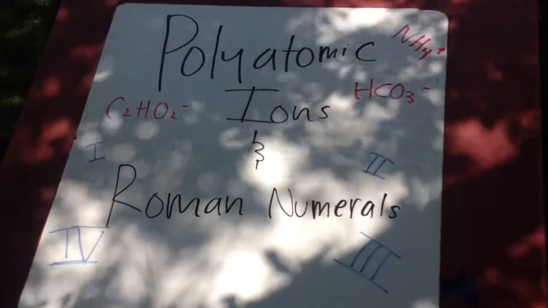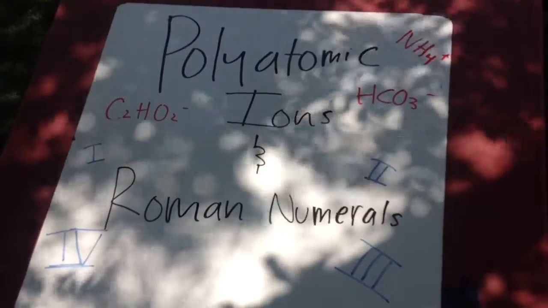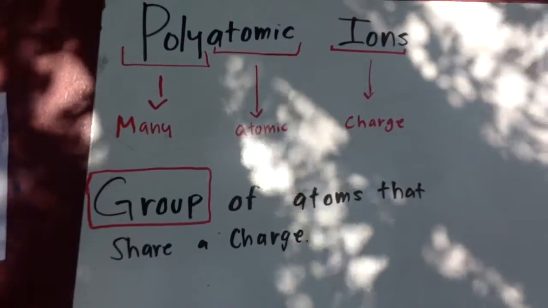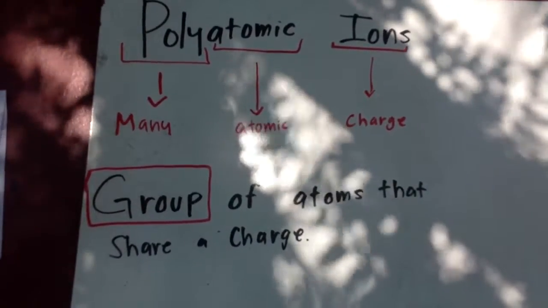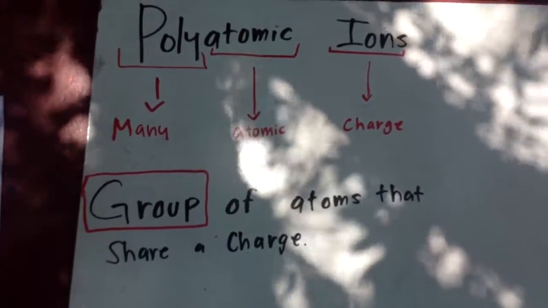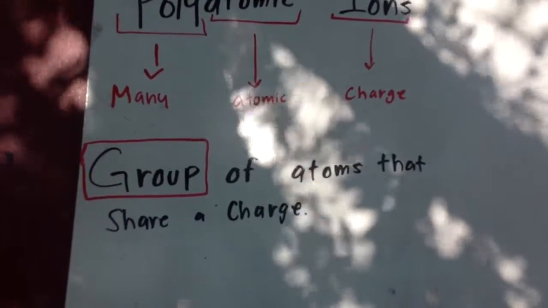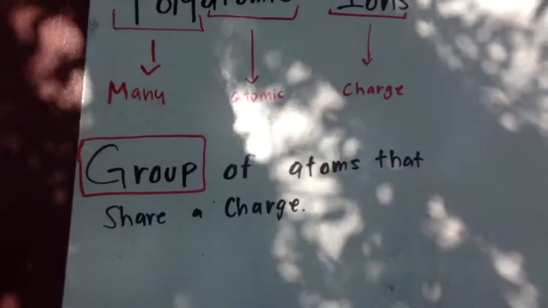Today we are learning about polyatomic ions and Roman numerals. Alright, so to describe a polyatomic ion: poly means many, atomic means atomic, and ion means the charge. So the definition is simply a group of atoms that share a charge.